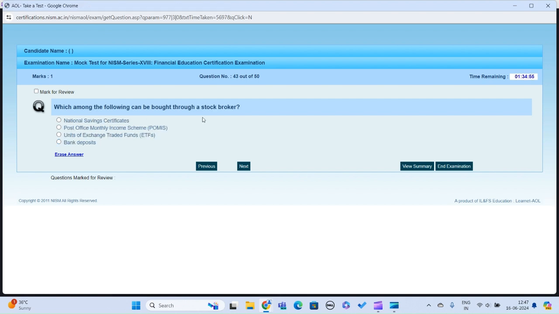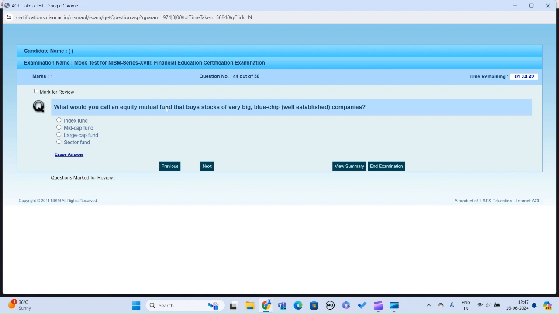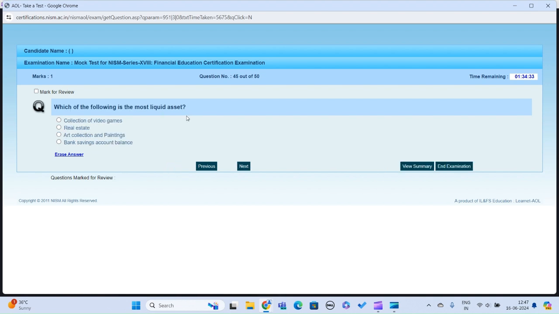Which among the following can be bought through the exchange? This is again straightforward: units of exchange traded funds. Which one? Blue chip. Blue chip is related to large cap, so that's a large cap fund. Which of the following is the most liquid? Bank savings. This is also straightforward. Not much to discuss.